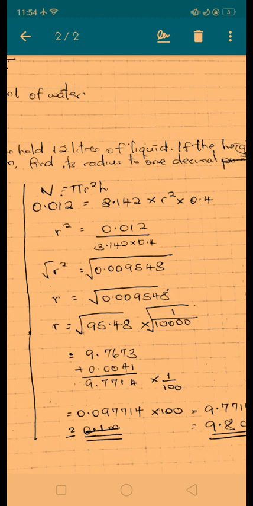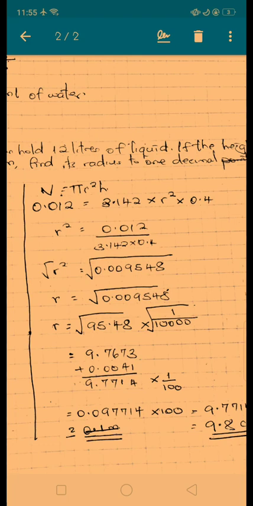That means that we leave r squared on one side and take everything else to the other side in the right manner. So we divide 0.012 by 3.142 times 0.4. So 3.142 times 0.4 is our denominator. Now, for us to remain with r, from r squared we need to take the square root on both sides. So the square root of r squared definitely is r. Then we get the square root of 0.009548.